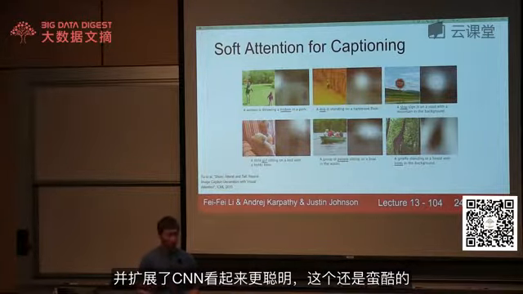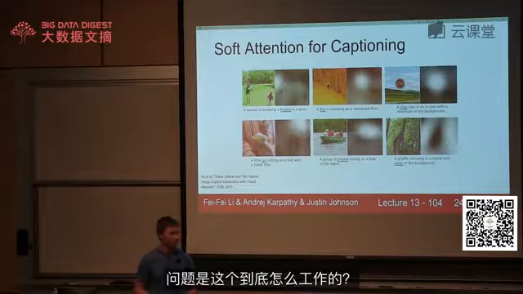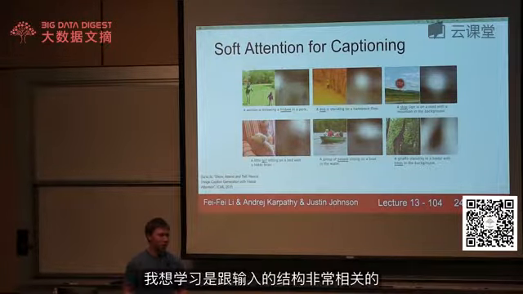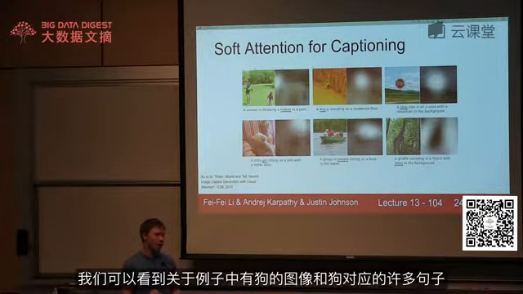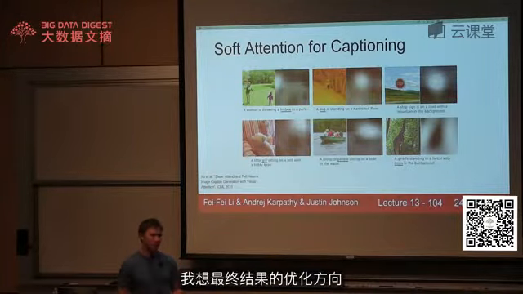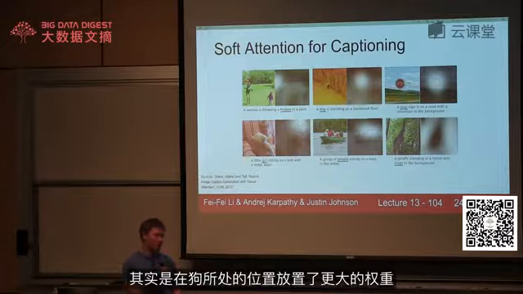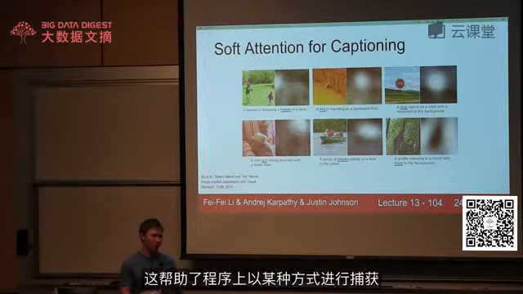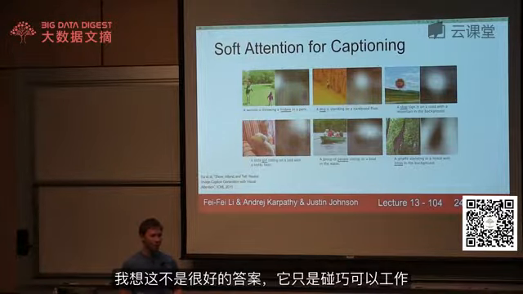Question: can you give some intuition for how the network is learning these when it never knows which pixels are a frisbee or whatever? So the question is, how does this work at all? I think the answer is it's really learning correlation structures in the input. It's seen many examples of images with dogs, and many sentences with dogs. But for those different images, the dogs tend to appear in different positions. It turns out through the optimization procedure that putting more weight on the places where the dog actually exists helps the captioning task in some way. So I don't think there's a very good answer. It just happens to work.